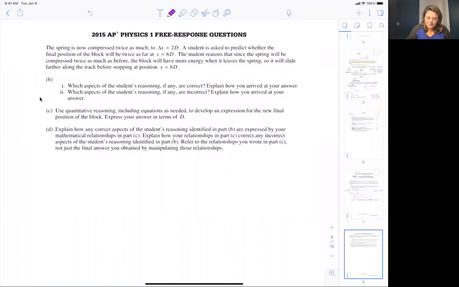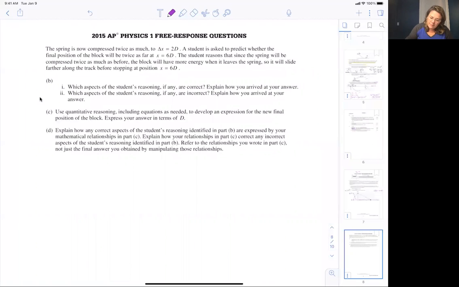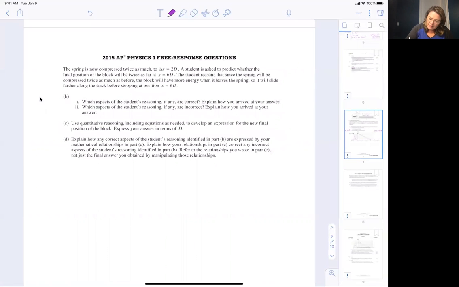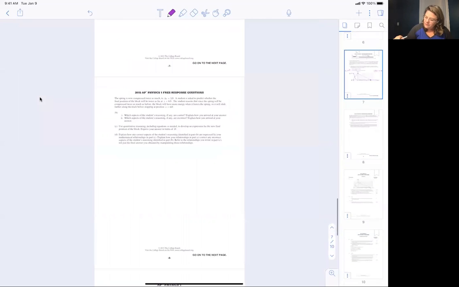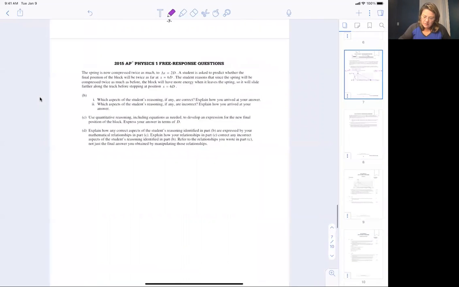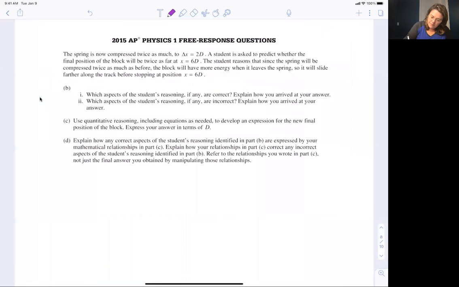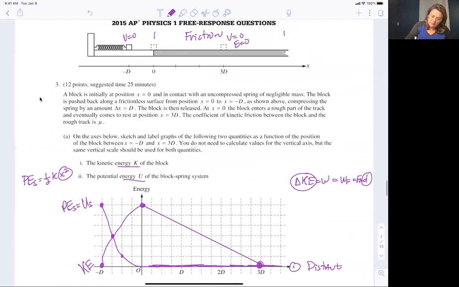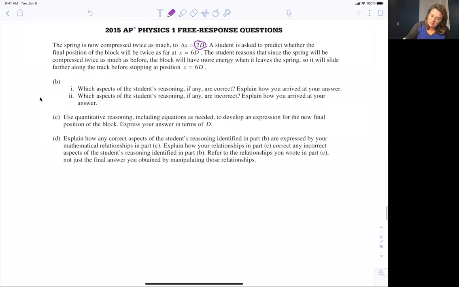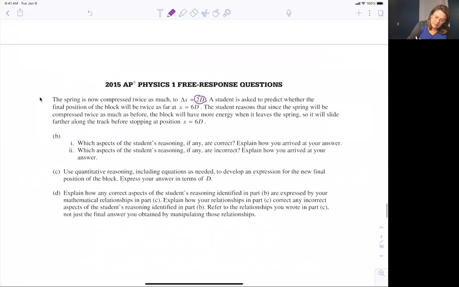Okay, continuing on. The spring is now compressed twice as much. So now we've taken it back, instead of, all right, what just happened? Instead of d, we've doubled it. Originally it was pulled back to a distance d. So we went d, now we've doubled it. Okay, so let's look and see what we've done. We originally were at d, now we're at 2d.